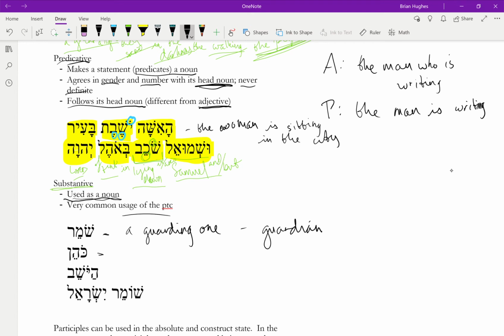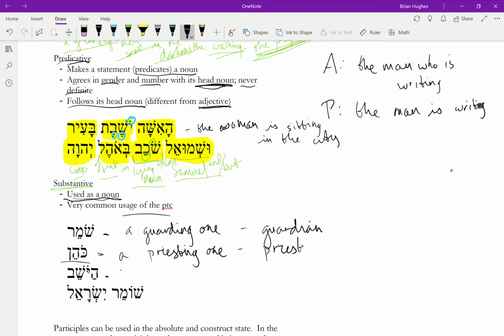Kohen, this is a masculine singular participle. You've learned it as a noun, as a substantive, because it's so common. It actually comes from the verb, which means to do priestly activity. So this is a priesting one, which we then just smooth over as priest. And this bears witness to just how common the substantive use of the participle is. That this, we've got a holum and then a tsere, and it's a substantive use of a participle.